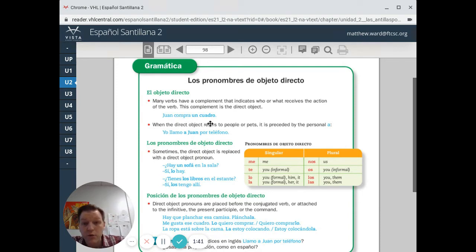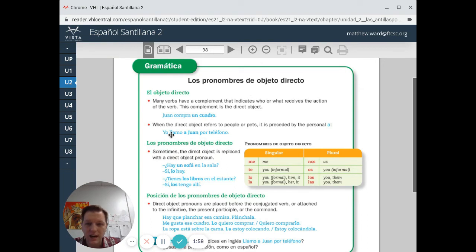When the direct object refers to people or pets, we use the personal a in front of it. The personal a, we did talk about this last year, but if you don't remember, I'm not surprised. When a person is the direct object or a pet, you use the word a in front of it. This doesn't translate into English. You just got to remember to do it.